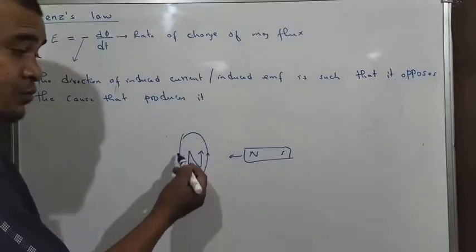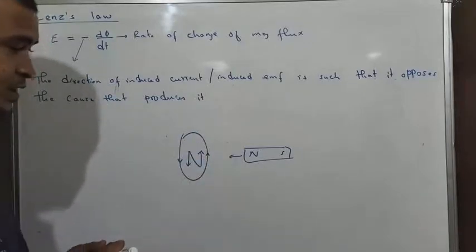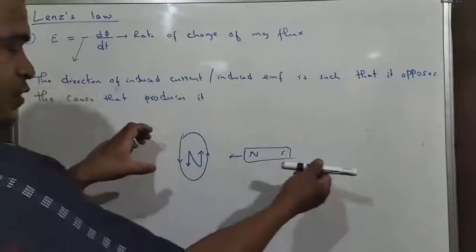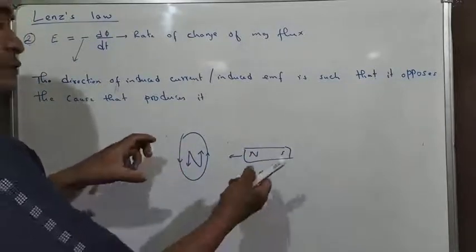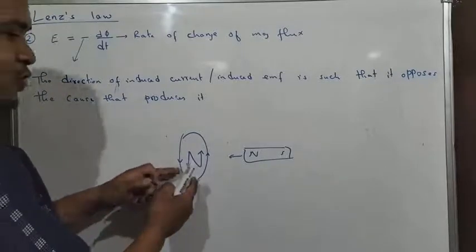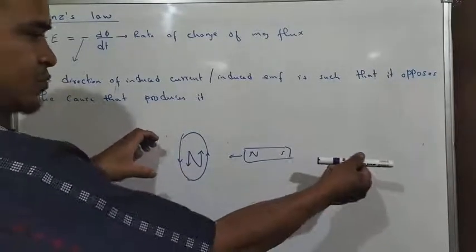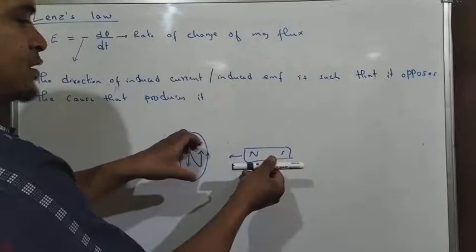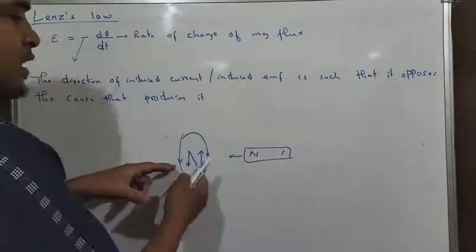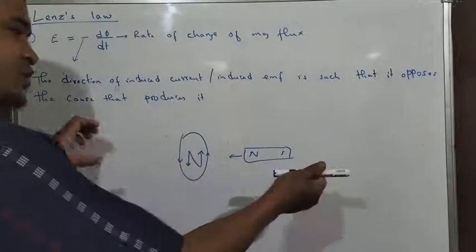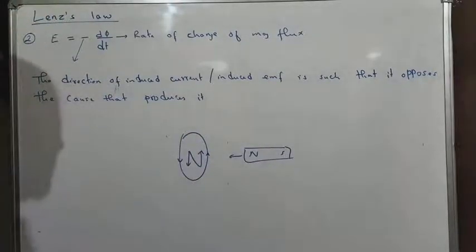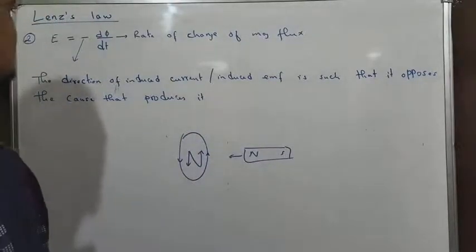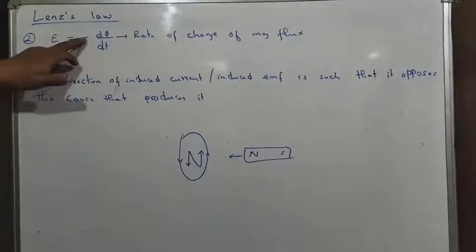So this motion of current here will try to oppose the cause that produces this current. Who produces this current? It is the moving magnet. Now this current will flow in such a way so as to oppose the incoming magnet. So that is why we have this negative sign.